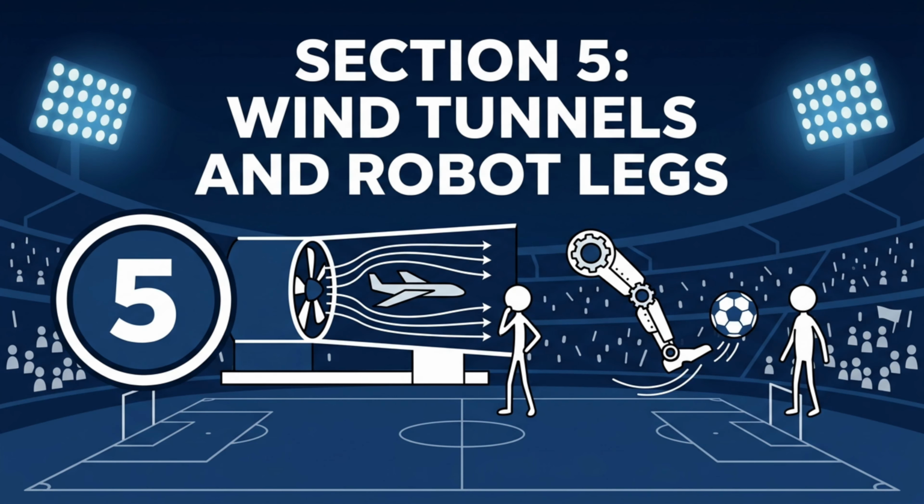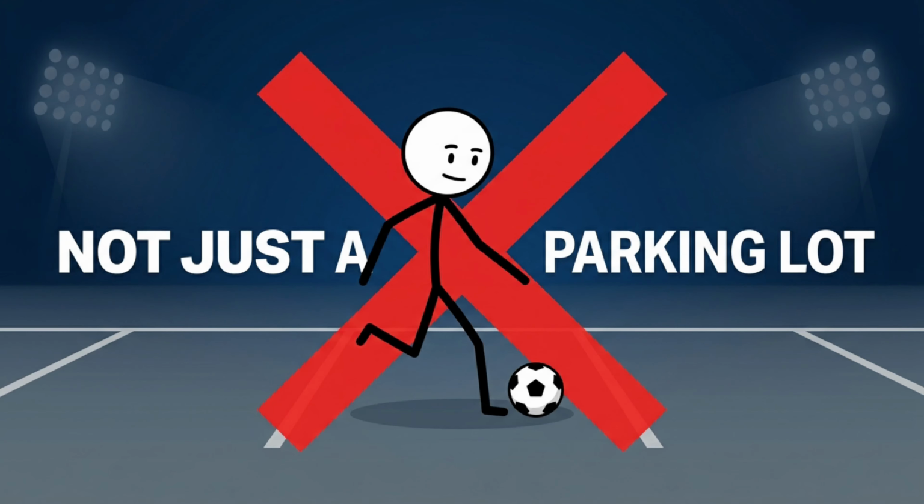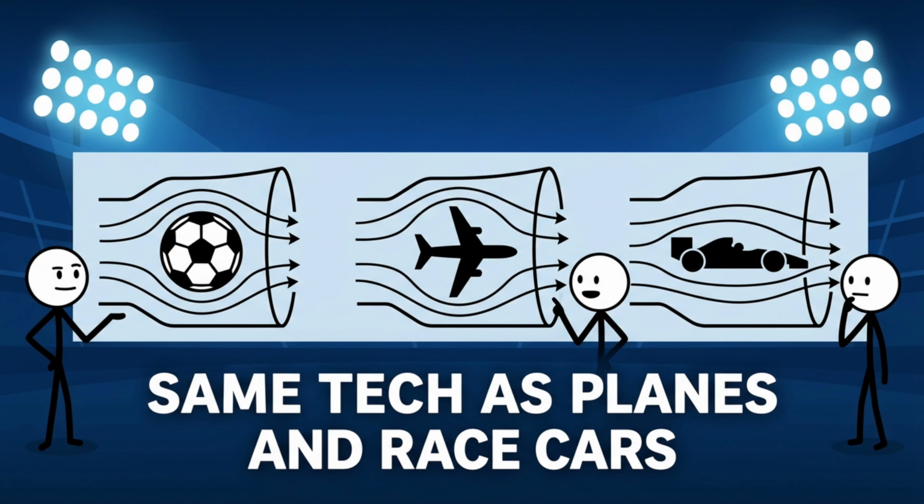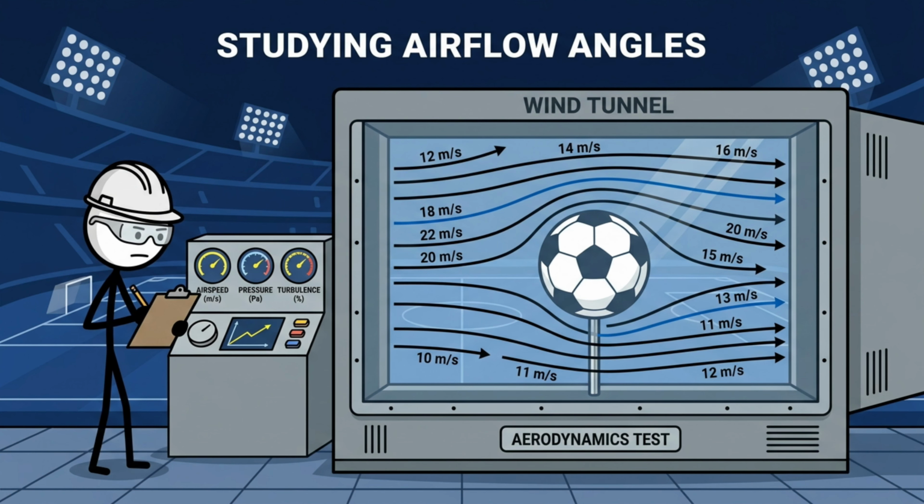Section 5. Wind tunnels and robot legs. You didn't think they just kicked it around a parking lot, did you? Every Adidas World Cup ball goes through wind tunnel testing. Real wind tunnels, the kind used for airplanes and race cars. Engineers study exactly how air moves across the panels at different speeds and angles.